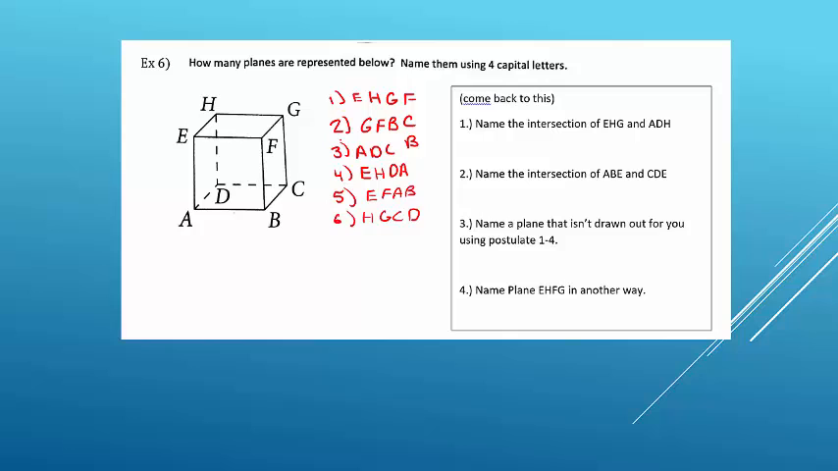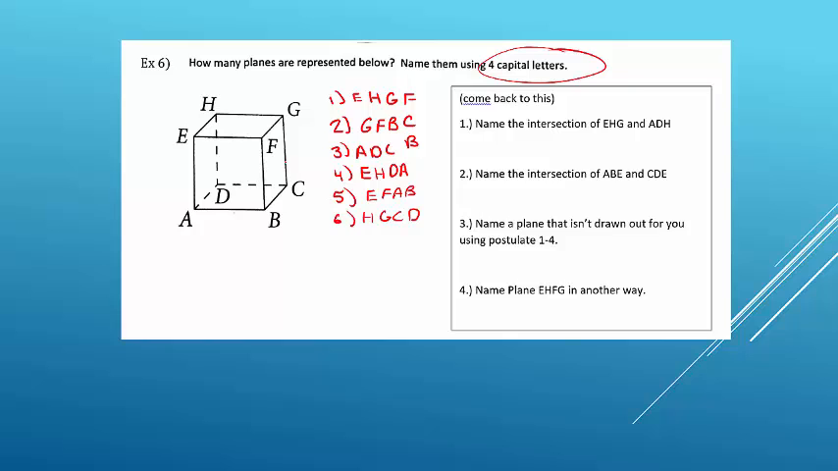Hopefully you were able to come up with at least 6 of them. I did use 4 letters just because the directions said 4 letters, so I'm just going to follow the directions. I got the top, right, bottom, left, front, and back sides. I think those are the easiest ones. However, there are actually 4 more planes in this picture. You just can't see them.